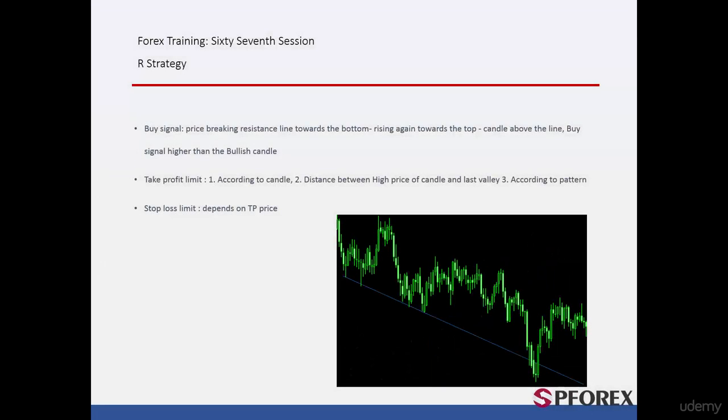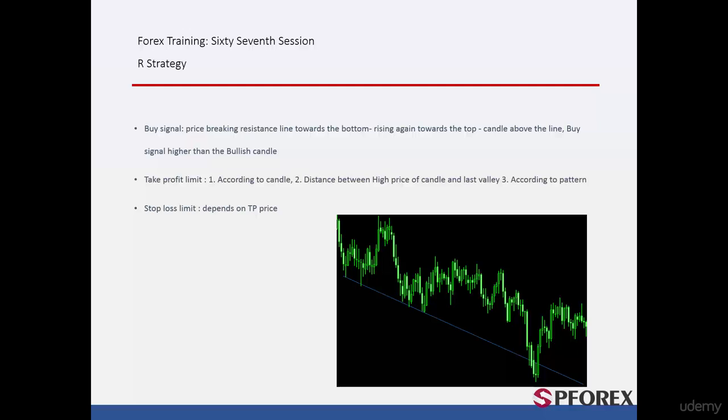Buy signal. When price passes the resistance line towards the bottom with complete candles below the resistance line and then returns to the given resistance line, if price crosses the resistance line towards the top and the close price of a candle forms above this line, then a buy signal would be generated after the price goes higher than the high price of that candle.